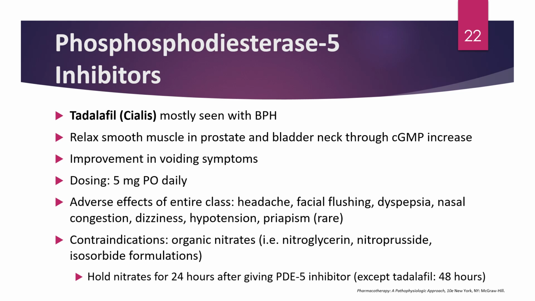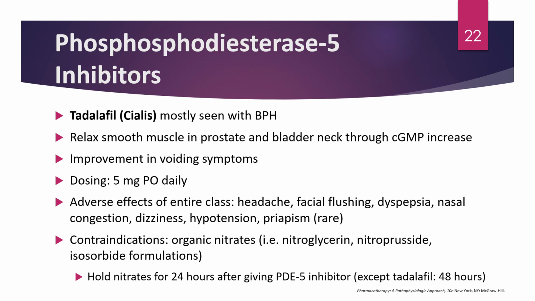The reason we use tadalafil in patients specifically with BPH is it relaxes smooth muscle in the prostate and bladder neck through cGMP increase. And it essentially will improve some of your voiding symptoms that a patient may be having. The dosing of tadalafil specifically for BPH is 5 milligrams by mouth daily. They looked at the other dosings, and basically they found that the 2.5 dosing is not as effective. The 5 dosing is effective, and whenever you go higher than 5, you actually see more incidents of adverse effects.